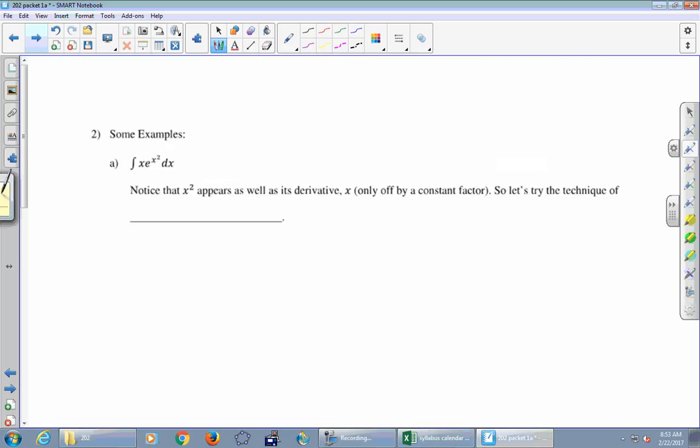All right, let's just try a couple of examples here. x e to the x squared dx. So in this case, it says, notice that x squared appears, that's that guy, as well as its derivative x. Derivative of x squared is basically x. It's off by a constant multiple, but that's fine. This is a telltale sign to use the technique of u substitution.